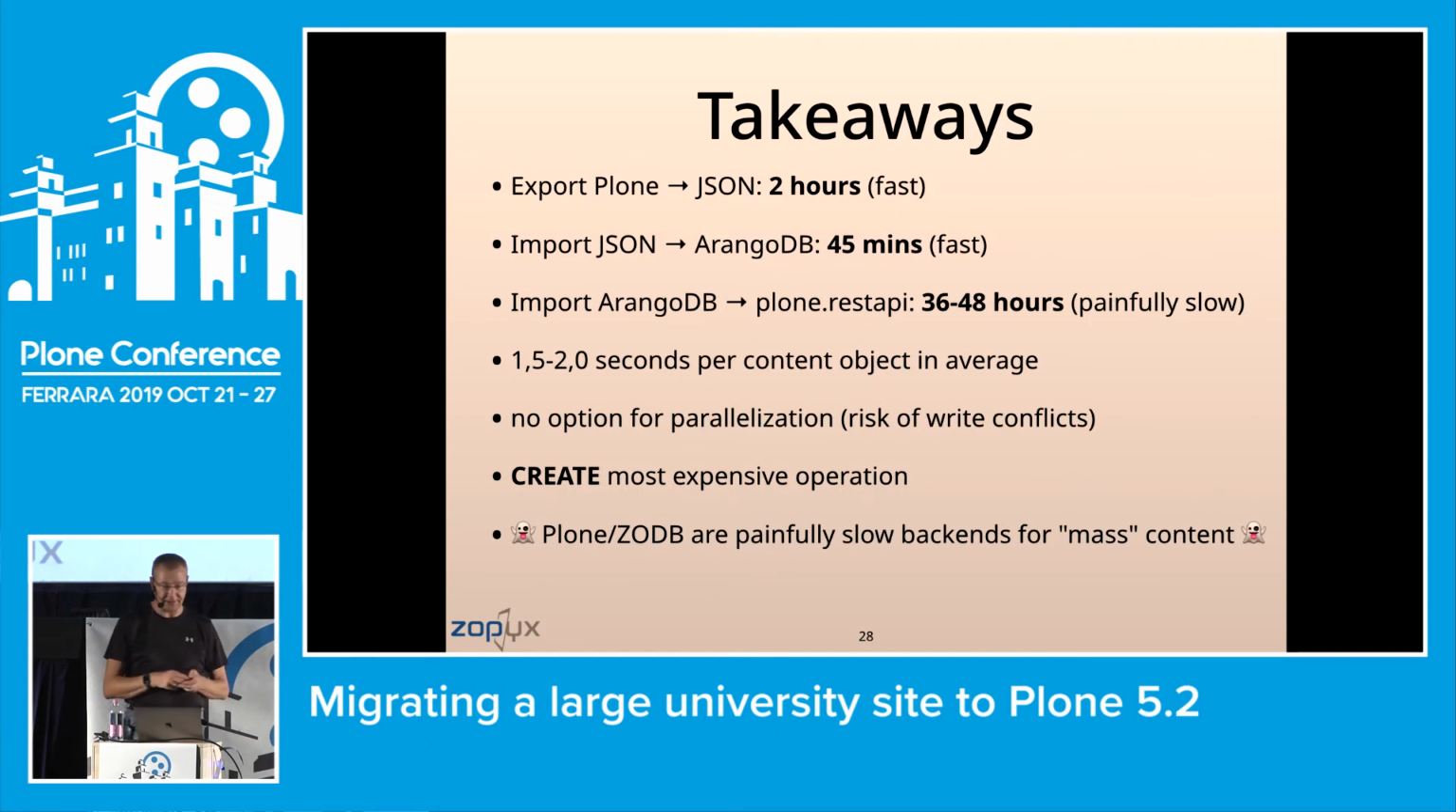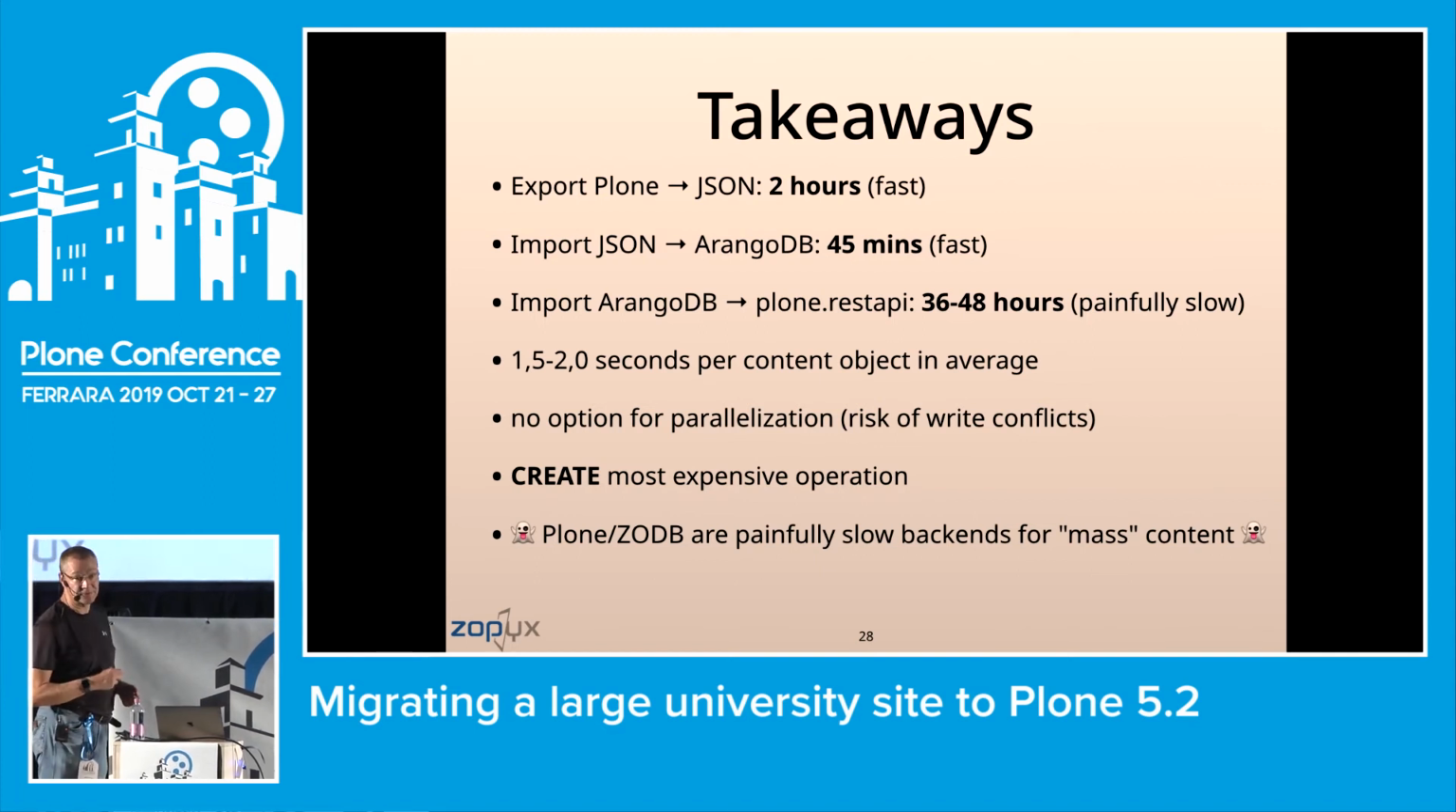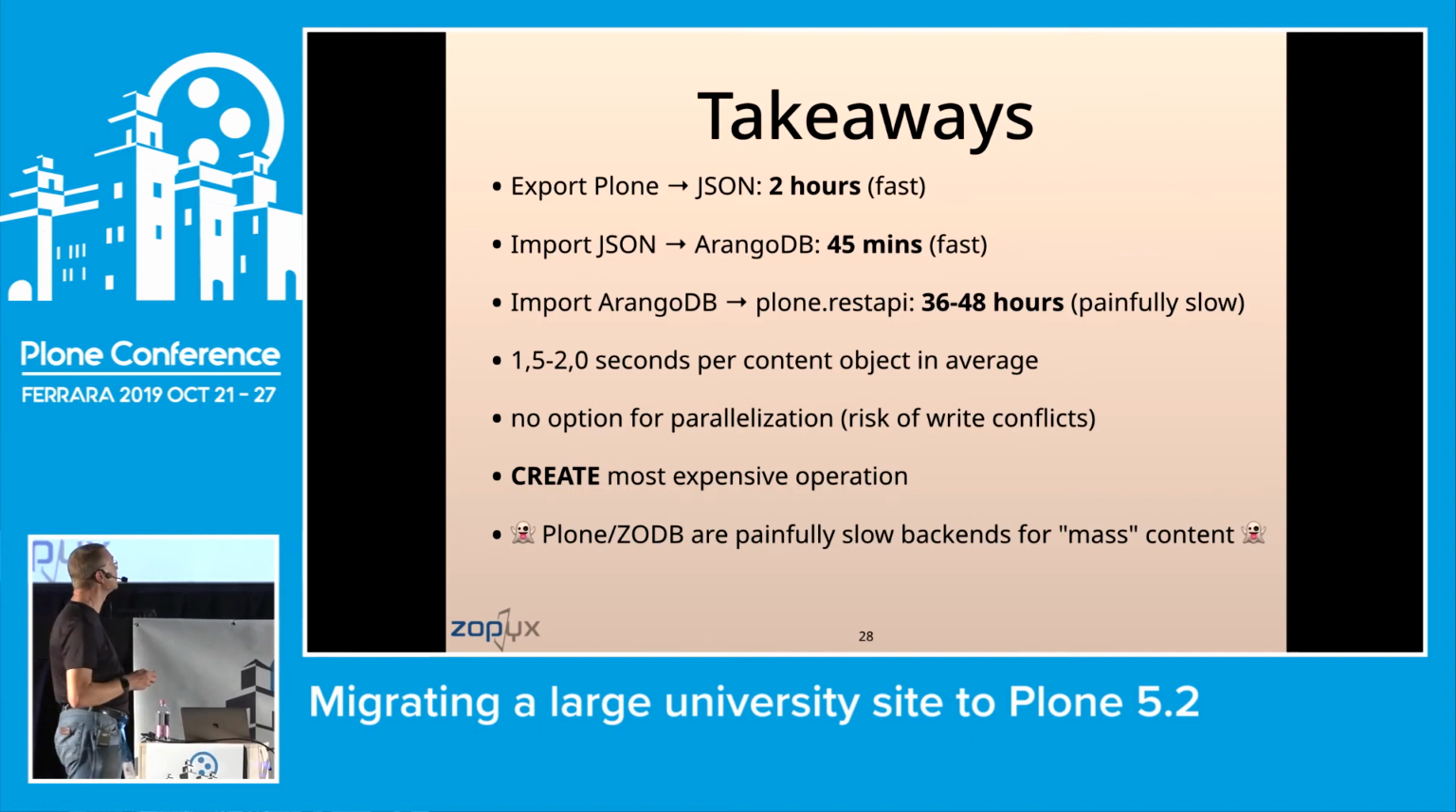So coming to an end, what are the takeaways from my side as a backend developer or migrator? When we look at the export times, export from Plone to JSON takes something like 2 hours for 90,000 objects and 55 gigabytes of data. That's reasonably fast. You do that perhaps once a week or every other week. It doesn't matter. Importing the JSON files into ArangoDB, a decent NoSQL database, takes 45 minutes. That's also okay, because you do it once per export.